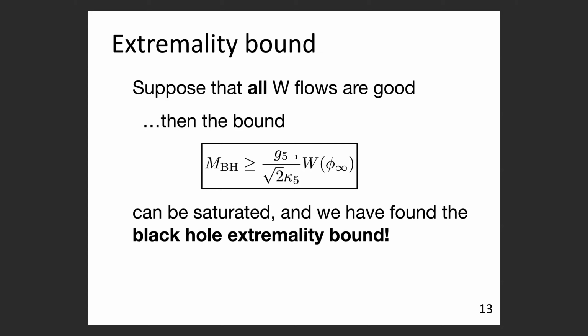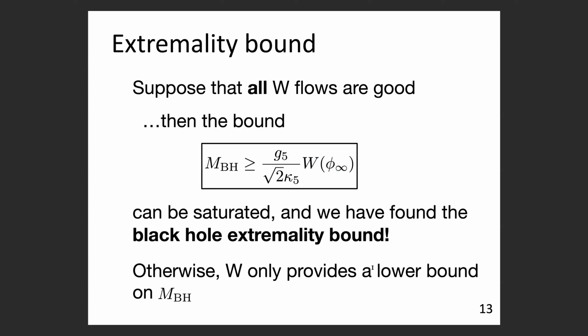So in this favorable circumstance, I can just determine the extremality bound by finding this W, all of whose flows are good. So that's what I'm going to do for you a little bit later in the talk. Otherwise, W just provides a lower bound on the black hole mass, but it's not a saturated lower bound.